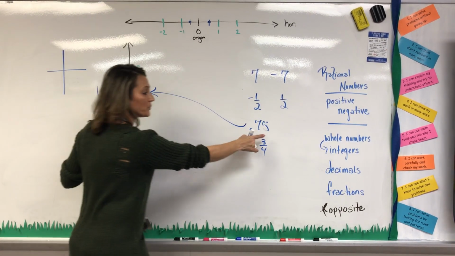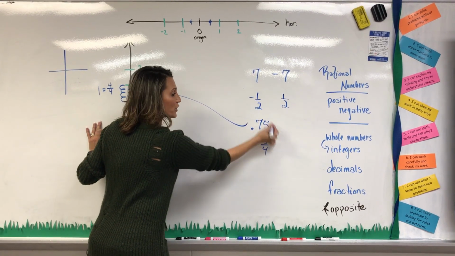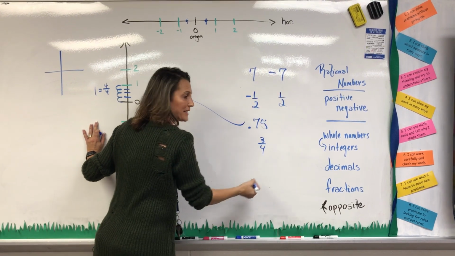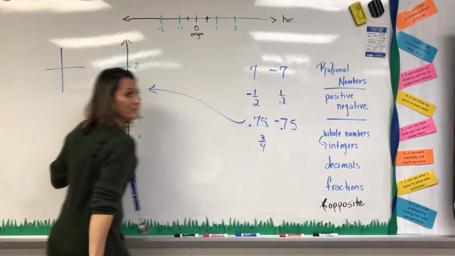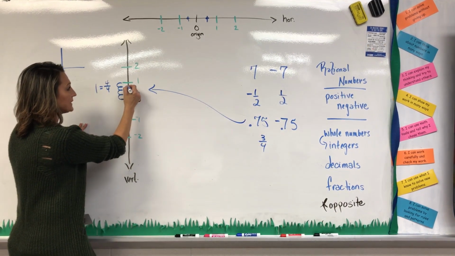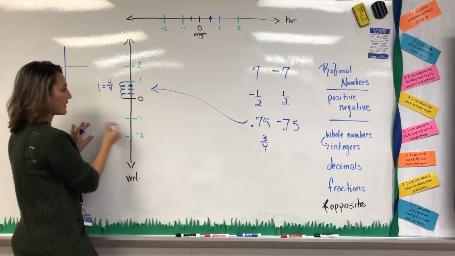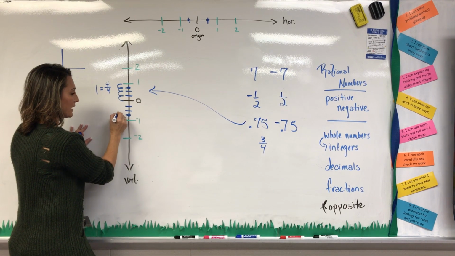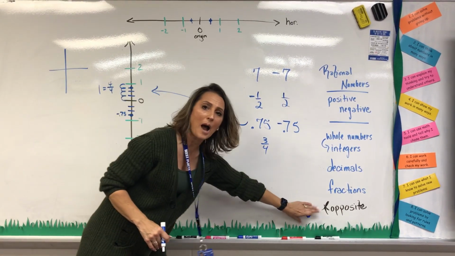So if I want to know the opposite of 75/100, it's a positive. If there's no sign, it means it's positive. If there's a negative sign, it means it's a negative. So the opposite of 75/100 is a negative 75/100. Well, here's the positive 75/100, because I know 1/4, 2/4, 3/4 is 75/100. Well, then the opposite of it would be a negative 75/100 on the opposite side of the number line. That's what the opposite means.